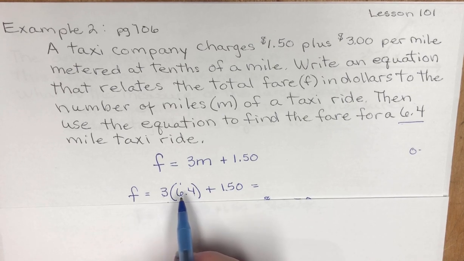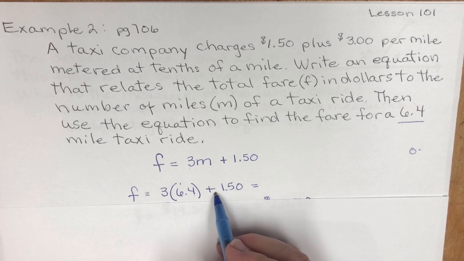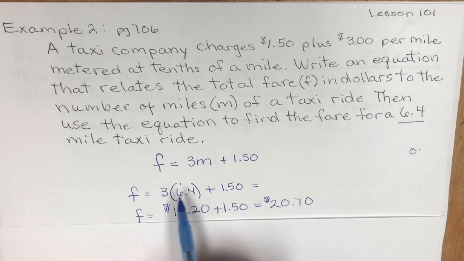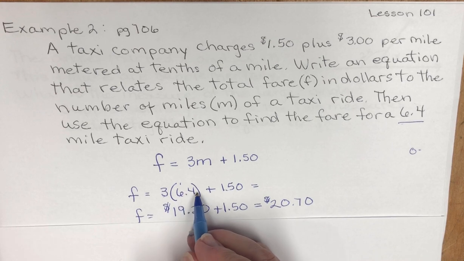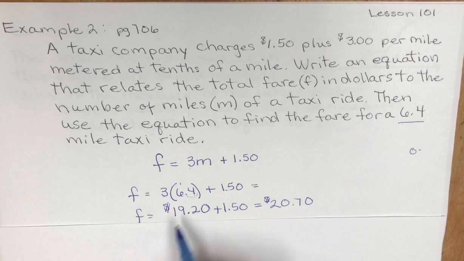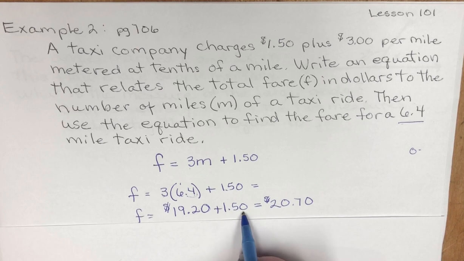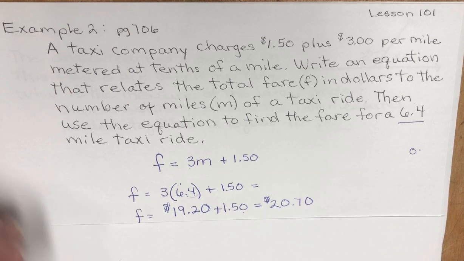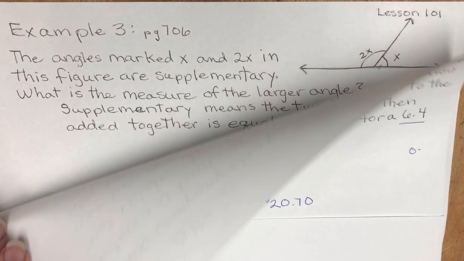So we have $3 times 6.4 plus the $1.50. When we multiply 3 times 6.4, 3 times 4 is 12, carry the 1. 3 times 6 is 18, plus 1 is 19. And because it's money, and we do have one decimal place over, we come over and place our decimal point, and we put a 0 there, because in money we have $19.20. And then we're going to add the $1.50, and the total will be $20.70. And that is how you resolve example 2.